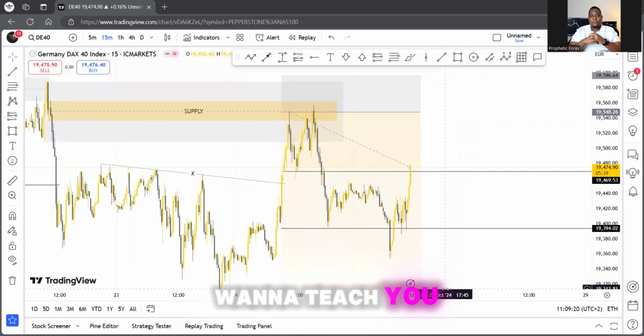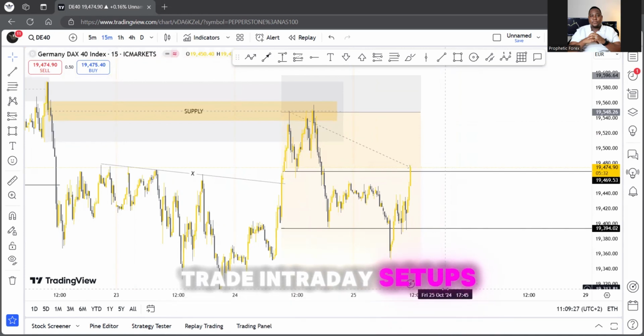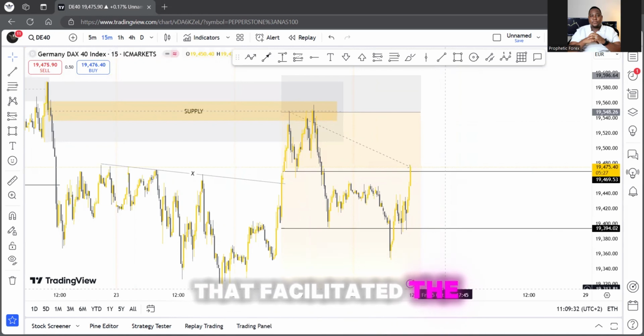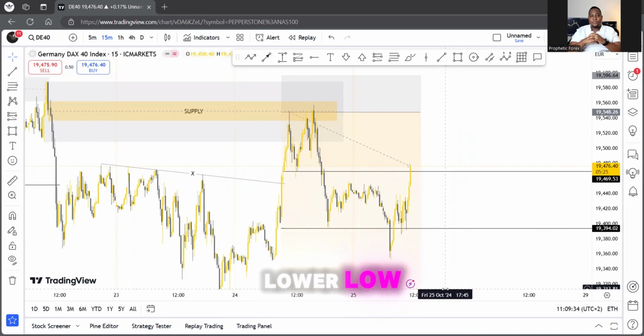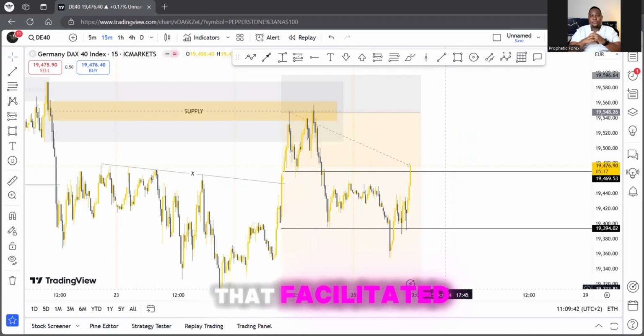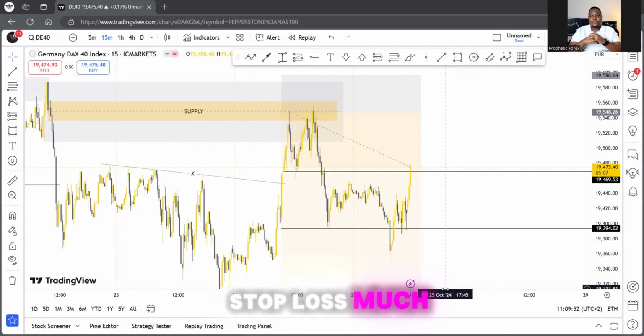Now, what I want to teach you over here just before I go to NASDAQ is that number one, observe the trend. If you want to trade intraday setups, the H1 is your best time frame to go to. Highlight the zone that facilitated the breaking of a lower low, in this case being a bearish market. If it was a bullish market, highlight the demand zone that facilitated the breaking of a higher high. Once you've marked that, put a Fibonacci. Once it pulls back, refine that zone to get a good sniper entry that makes your stop loss much smaller and allows you to take larger profits.